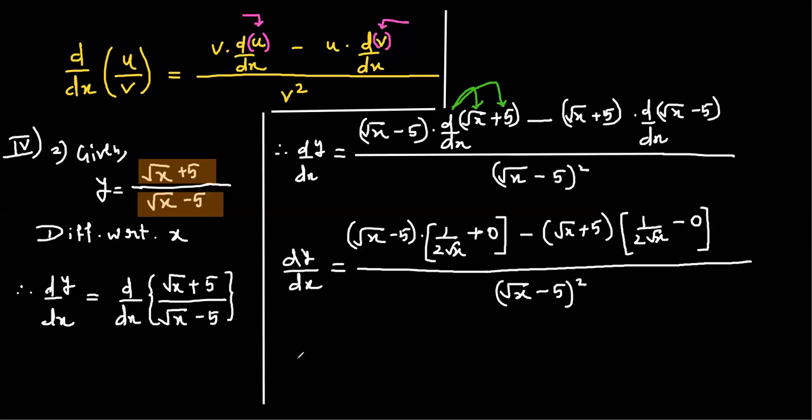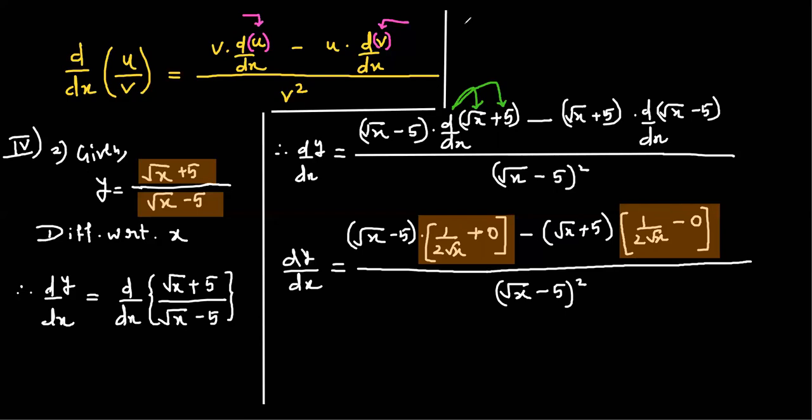So now I would like to bring your attention here. See, here you got 1 upon root x plus 0, and here you have 1 upon 2 root x plus 0, 1 upon 2 root x minus 0. And what you notice is that you add 0, you subtract 0, you will get 1 upon 2 root x.